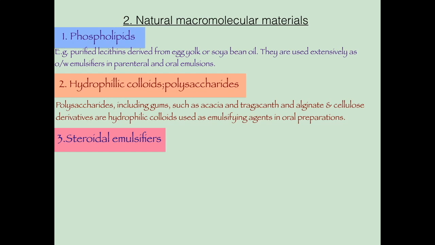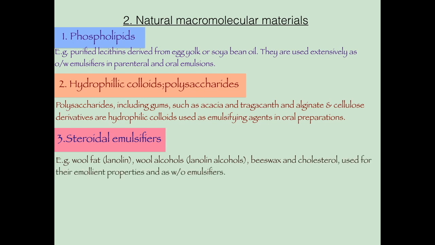Next class is steroidal emulsifiers. Examples of steroidal emulsifying agents derived from animal sources include wool fat, which is also known as lanolin, wool alcohols, also known as lanolin alcohols, beeswax, and cholesterol. They are used for their emollient properties and are used as water in oil emulsifiers. They are prone to oxidation and hydrolysis. That's why antioxidants should be added in these emulsions.